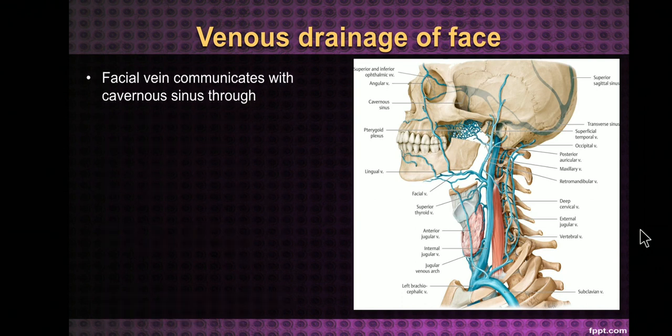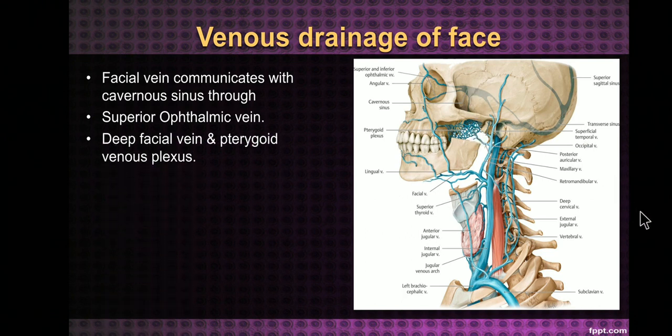Mainly it communicates with the cavernous sinus through the superior ophthalmic vein. The angular vein has a connection with the superior ophthalmic vein, through which it connects to the cavernous sinus. Through the deep facial vein and pterygoid venous plexus, it again connects to the cavernous sinus. That is the deep facial vein. Because of that, the upper lip and the lower part of the nose are called the dangerous area of the face, because any infection through these veins might spread to the intracranial venous sinuses.